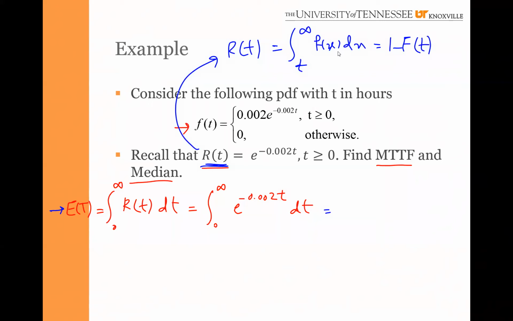Okay, so let's refresh your memory on how we integrated something like this. I have e to the minus at, and I'm integrating that. What would that be? This, right? Excellent. Okay, so I have e to the minus 0.002 t over minus 0.002.